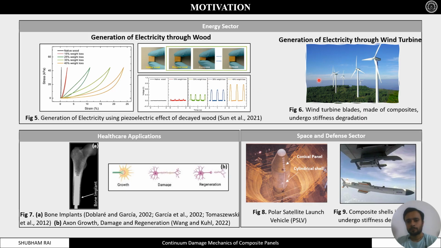Now, these wind turbine blades, bones and axons present in the human brain, and these composite panels present in PSLVs or missiles or other spacecraft structures, all undergo stiffness degradation. So accurate mathematical modeling of the stiffness degradation using continuum damage mechanics will lead to precise design of wind turbine blades, bone implants, precise treatment of traumatic brain injuries, and precise design of composite panels used in PSLVs, missiles, and aircraft and spacecraft structures.